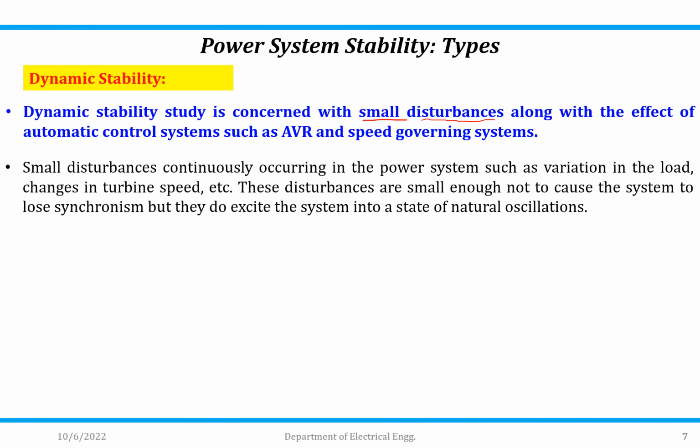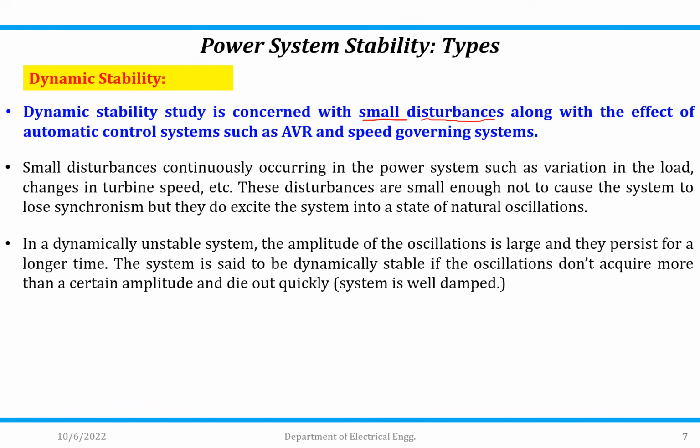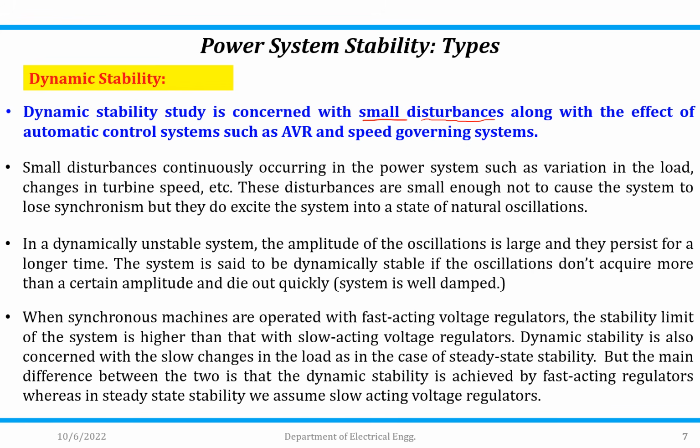Now, small disturbances continuously occur in the power system, such as variation in the load, changes in turbine speed, load fluctuation, etc. These disturbances are small enough not to cause the system to lose synchronism, but they do excite the system into a state of natural oscillations. In a dynamically unstable system, the amplitude of the oscillation is large and persists for a longer time. The system is said to be dynamically stable if the oscillations don't acquire more than a certain amplitude and die out quickly, that is, the system is well damped.